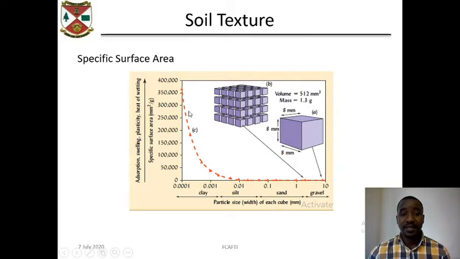Now this red dotted line is an exponential line, and it is a negative exponential. In other words, when the specific surface area decreases, the particle size increases. So specific surface area decreases with an increase in particle size.